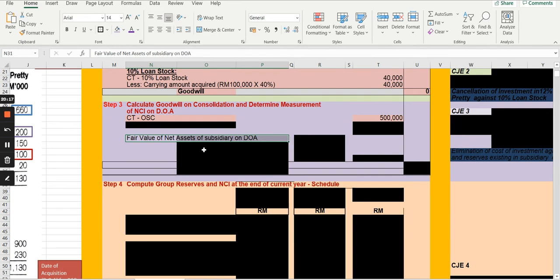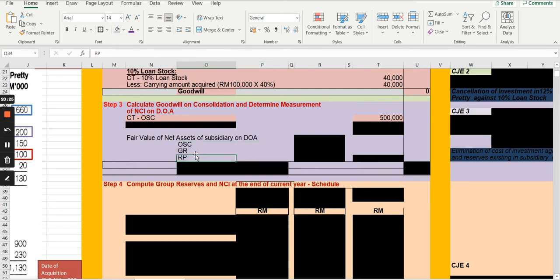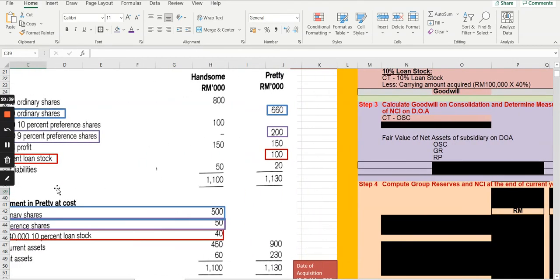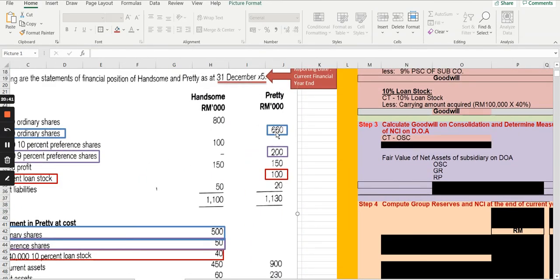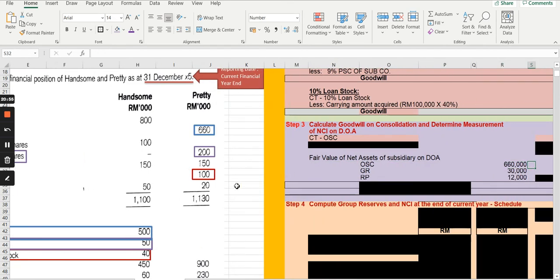So you need to look at what the equity balances available in the subsidiary were on the date shares were acquired. In your case, you have the ordinary share capital. The balance in the ordinary share capital was 660,000 in the subsidiary company. We assume that throughout those 3 years there are no changes to the share capital, because no information was given. So you put that 660,000 here.